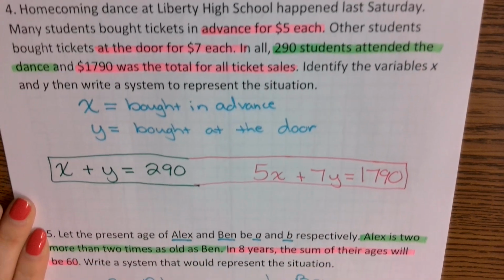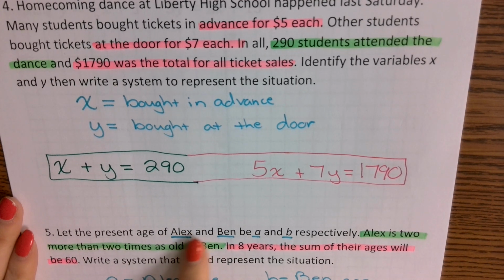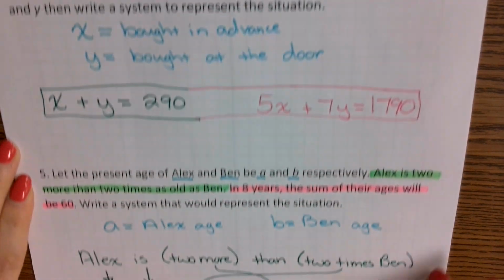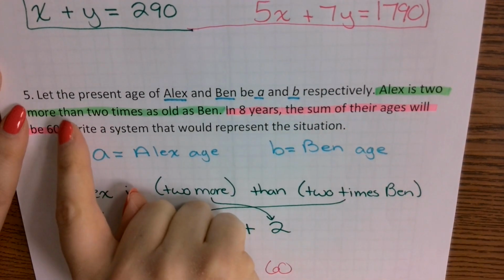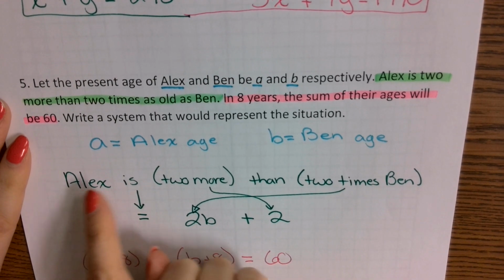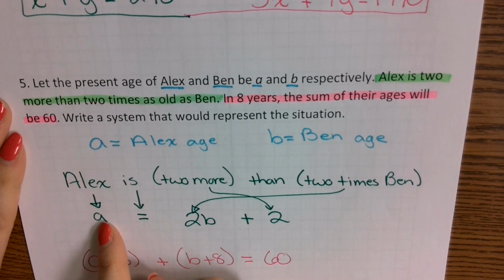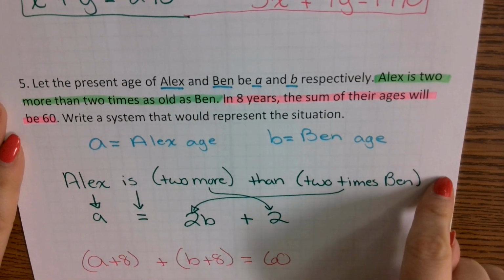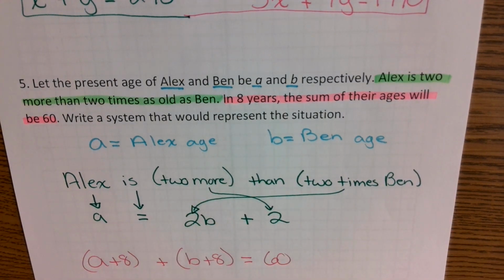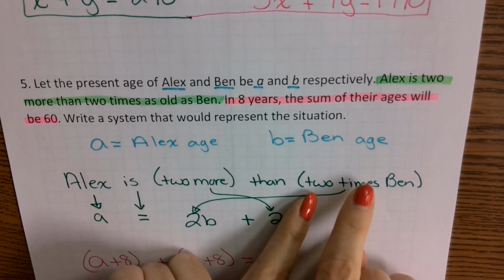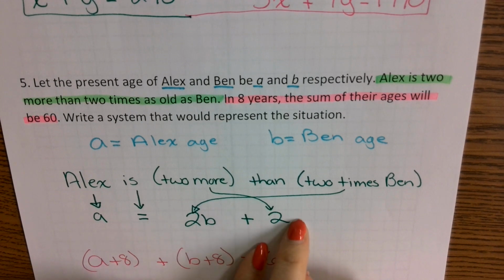For number 5, they already let you know what the variables are going to be. They said Alex and Ben are going to be represented as A and B respectively. So that means Alex represents A, Ben is represented by the letter B. And then the statements here. Alex is 2 more than 2 times as old as Ben. So if I write that statement here, Alex is, that means A equals, and then the statement 2 more than 2 times Ben. 2 more than is one of those order reversing problems. That means that you're actually going to flip-flop. You're going to do 2 times Ben's age first, and then you're going to add 2 to the value.